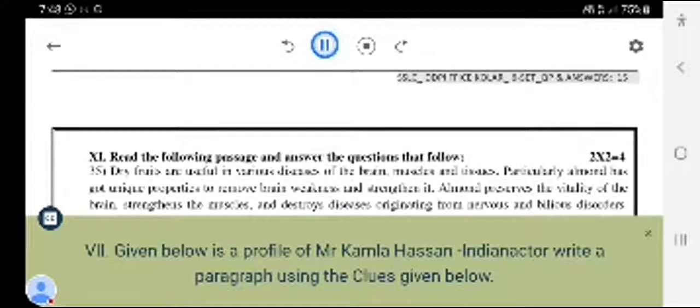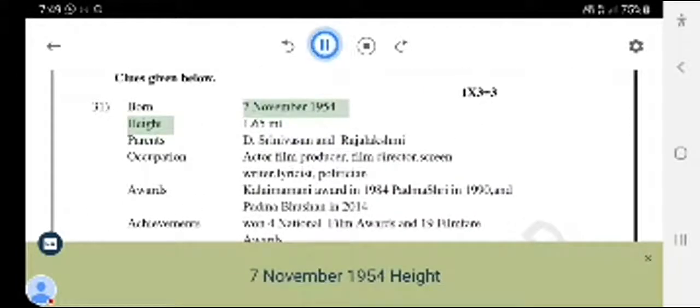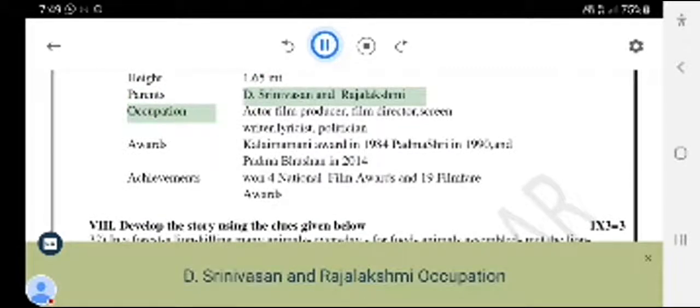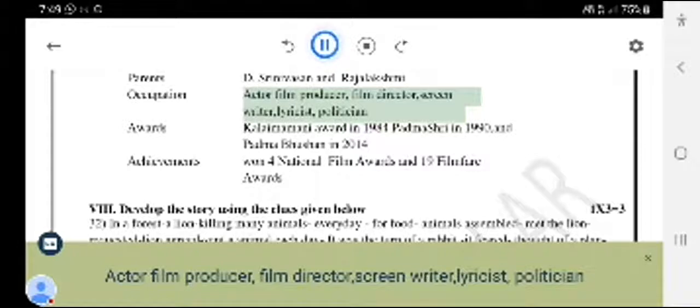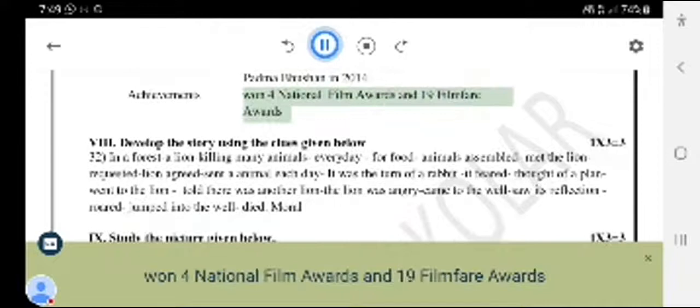VII. Given below is a profile of Mr. Kamal Haasan, Indian actor. Write a paragraph using the clues given below. 1x3=3. Born: 7th of November 1954. Height: 1.65 m. Parents: D. Srinivasan and Rajalakshmi. Occupation: actor, film producer, film director, screenwriter, lyricist, politician. Awards: Kalaimamani Award in 1984, Padma Shri in 1990, and Padma Bhushan in 2014. Achievements: won 4 National Film Awards and 19 Filmfare Awards.